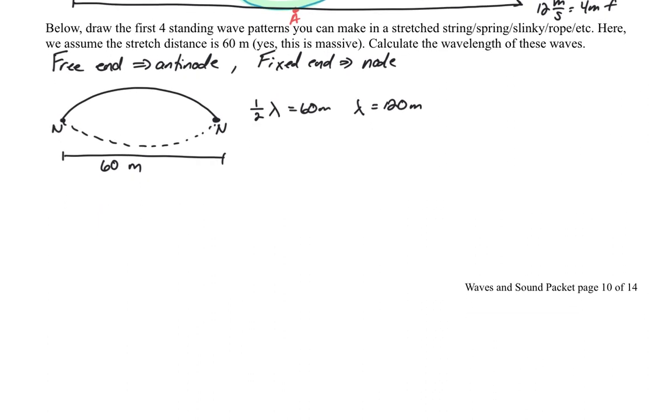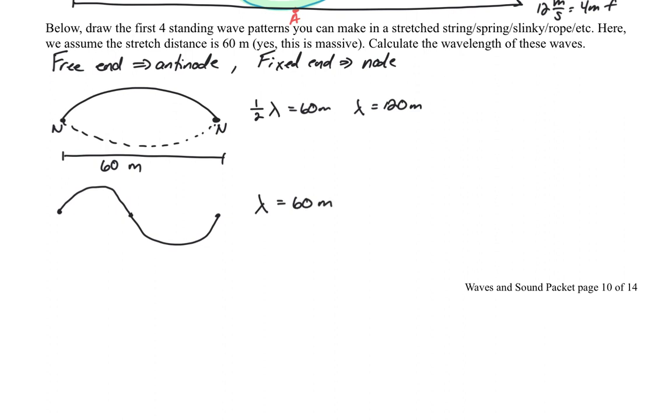I'm going to draw the next possible standing wave, and I can see that I'm going to simply add in one node in the middle. So I'm going to have 1, 2 loops. Therefore, I'll have 3 nodes. When I look at this, I know it's still 60 meters, but it's 2 loops now. So instead of being half a wavelength, this is a full wavelength. Since it's one full wavelength, that must also equal 60 meters.